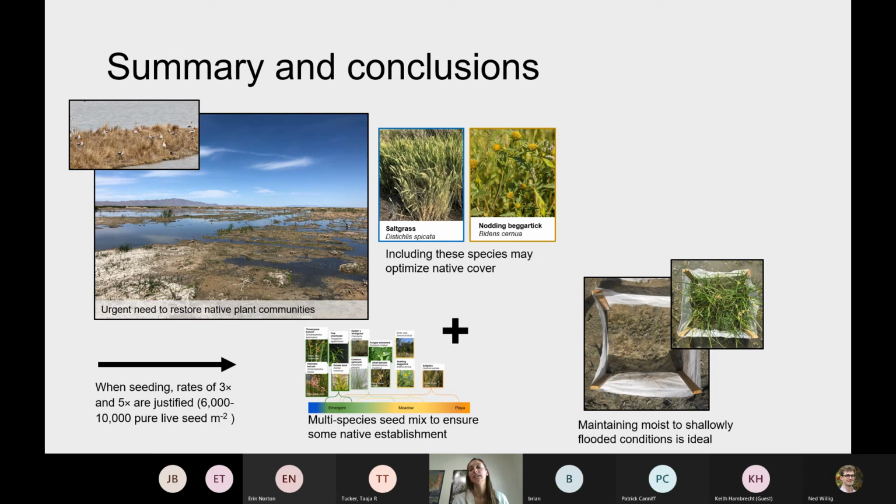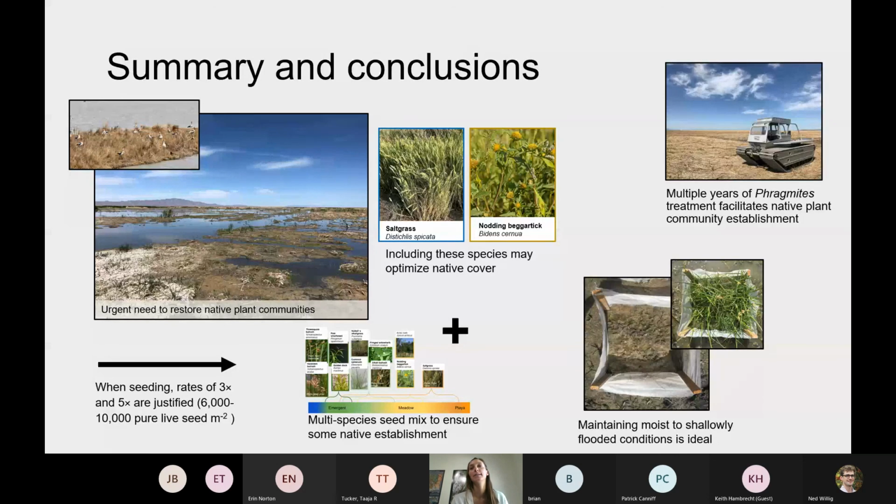Maintaining moist to shallowly flooded conditions is ideal, as more deeply flooded or too dry conditions definitely probably limit those early life stage transitions. And multiple years of Phragmites treatment is also helpful in terms of allowing the natives to just have a chance to establish. And so in a lot of my research plots associated with my first research question, we actually saw a lot more cattail than we saw Phragmites. And I think a lot of that is attributed to just the multiple years of treatment at our restoration sites.